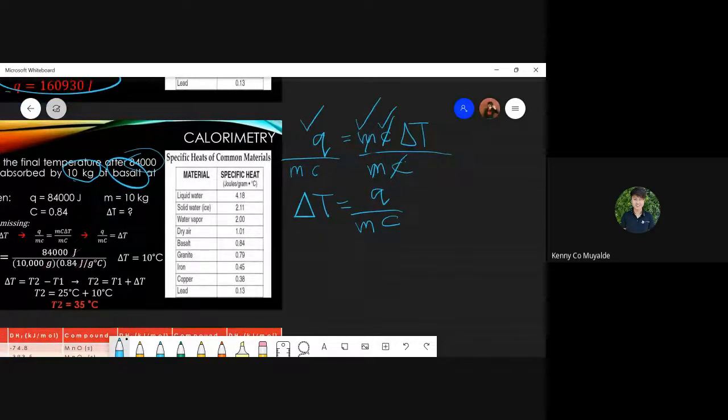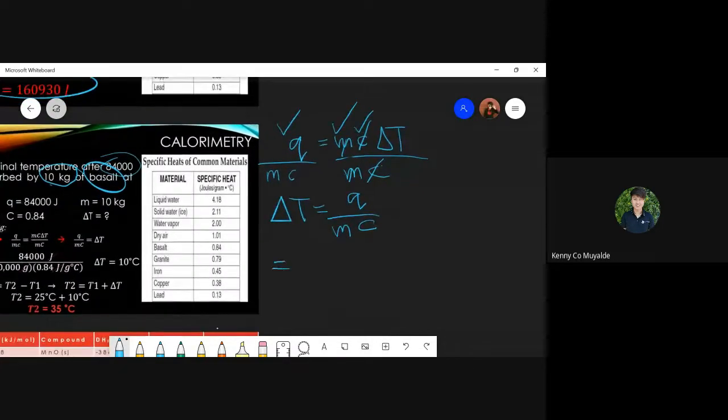Next, what is our value for Q? Q is equal to 84,000 joules. Next, our mass is 10 kilograms. But remember that every unit should abide by the unit of the specific heat. Since grams is in the specific heat, the unit of our mass should also be grams. So we have to convert 10 kilograms to grams. 10 times 1,000 becomes 10,000 grams.